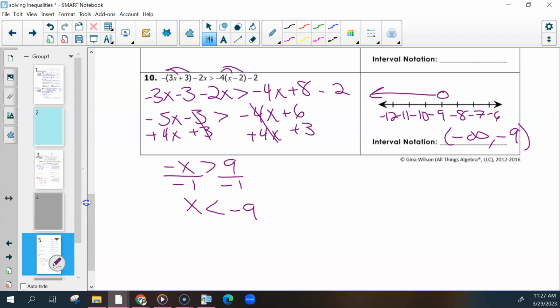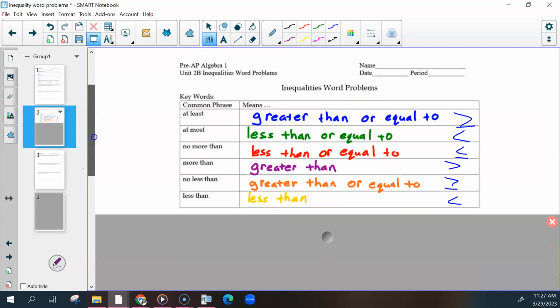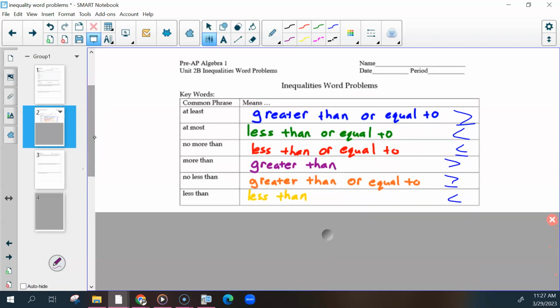Other questions on that one? Go to the next page. Write in these things. So you'll need to know what inequality words go with what symbols. So as you're writing, I'm going to try and come up with some examples. Some of them won't be that good, but so at least is greater than or equal to.